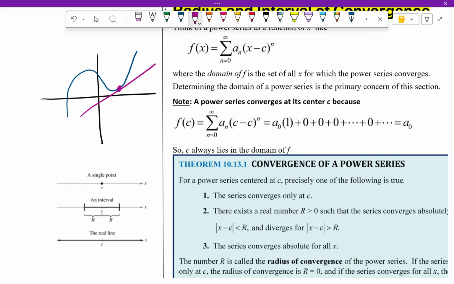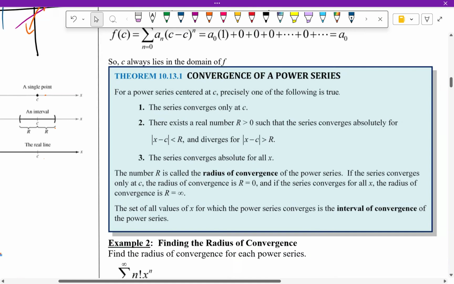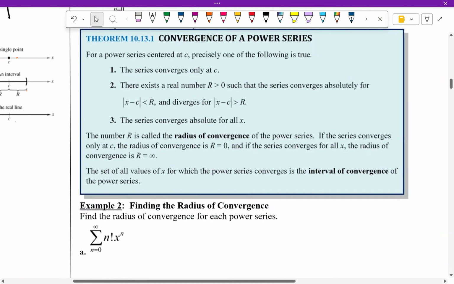It might be the same at just one point. It might be the same in an area, or it might be all the same. Those are the 3 possibilities. So it could be a single point, it could be an interval, it could be the entire real line. So it says this in words right here.